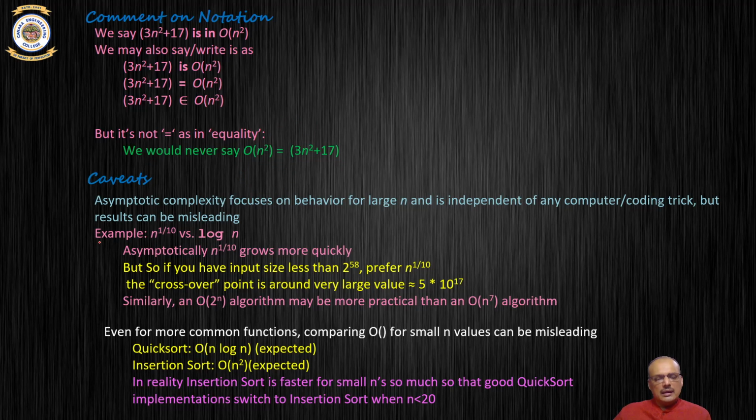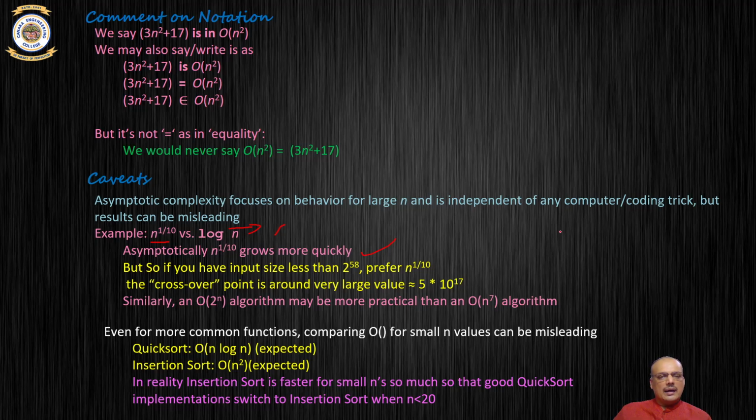Okay, let's talk about some caveats or some disadvantages or things that we need to be aware of or careful with when we especially talk of big O. Say for example, we have n raised to 1 by 10 versus log n. We know that log n increases more slowly than this, because this is a polynomial series and this is a logarithmic series. n raised to 1 by 10 increases more quickly.